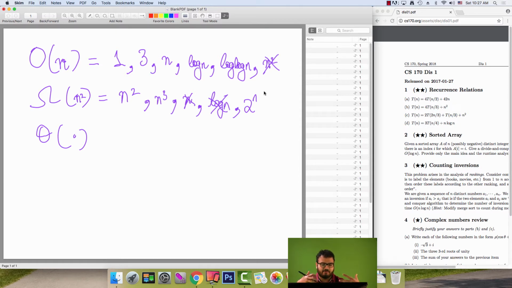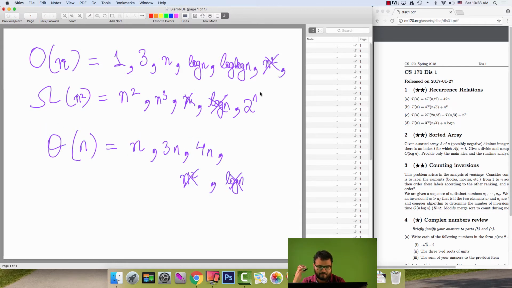And finally, what about theta notation? For theta notation, let's say theta of n again. Theta means that it's both upper and lower bounded by the same function. So in this case, n would fall here, 3n would fall here, 4n would fall here, n squared would not fall here, log n would not fall here. All right, so now we've established what O, omega, and theta represent. Big O says that this is an upper bound, omega says this is a lower bound, and theta says that this is the tight bound.